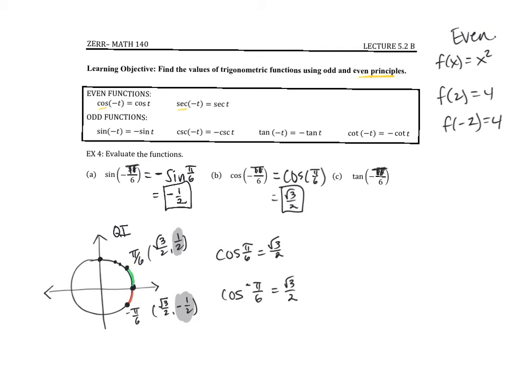Now let's think about tangent. Tangent is y over x. And so in this case, tangent of pi over 6 would be not 1, but square root of 3 over 3, and this one, tangent of negative pi over 6, is a negative square root of 3 over 3. So this is an odd function. It is the opposite of what we would get for tangent of pi over 6.